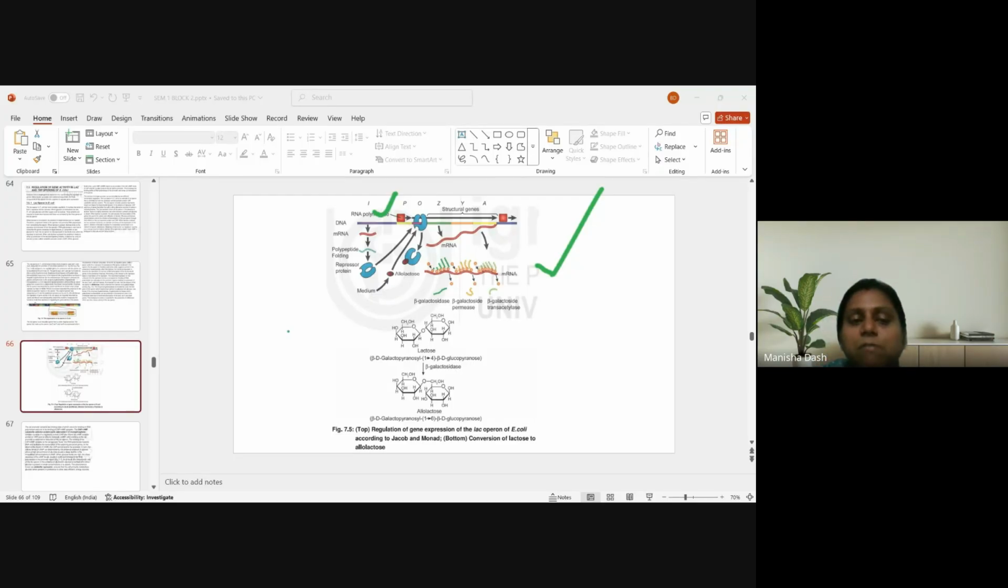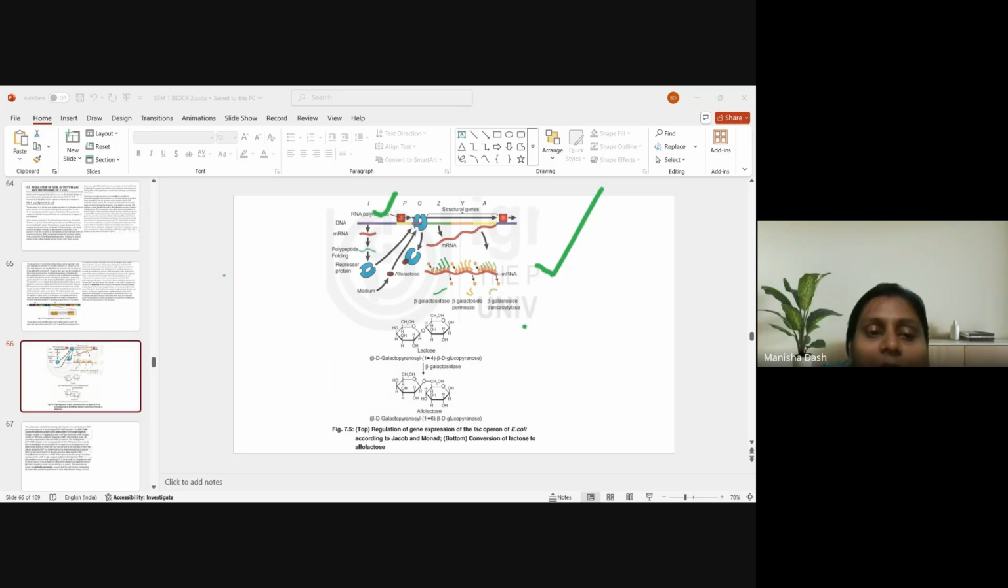So, in absence of lactose, the repressor will remain bound to the operator region so that the RNA polymerase cannot move and no mRNA or no expression of the gene will take place. But in presence of lactose, which is converted into allolactose, the allolactose will go and bind to the repressor. The binding of the allolactose to the repressor will release the repressor.